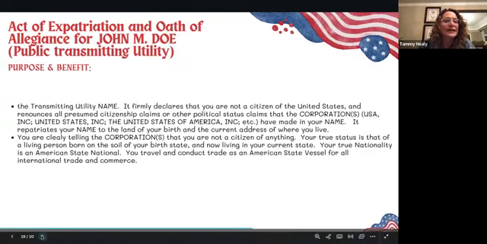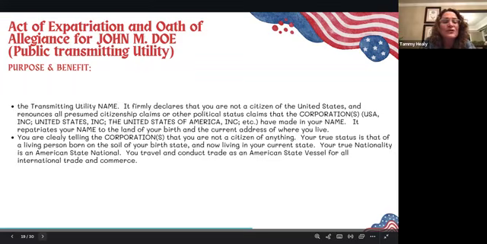All right, now this one is for your public transmitting utility, and it's in the style of John M, with your middle initial, and then your last name, Doe. The transmitting utility name firmly declares that you are not a citizen of the United States and renounces all presumed citizenship claims or other political status claims that the corporations, the USA Inc., United States Inc., the United States of America Inc., and now the United States of America LLC, have made in your name.